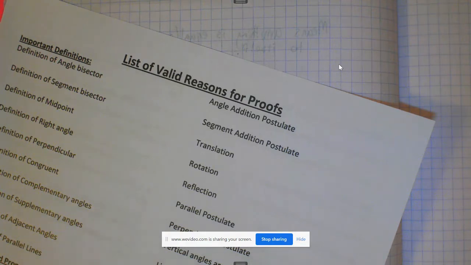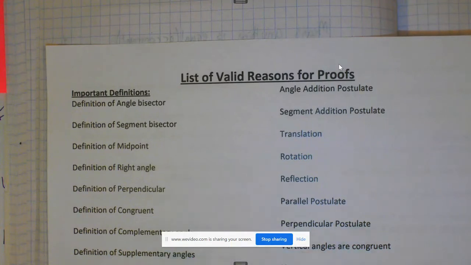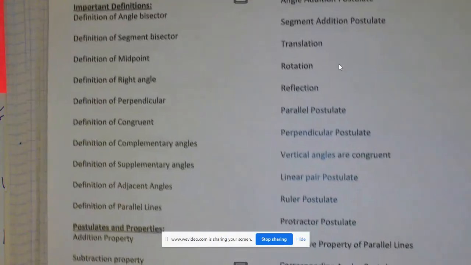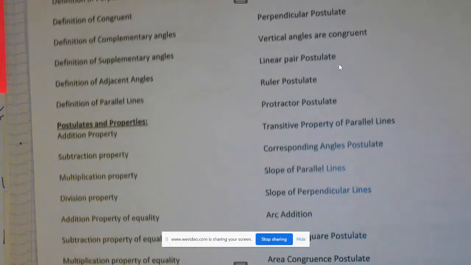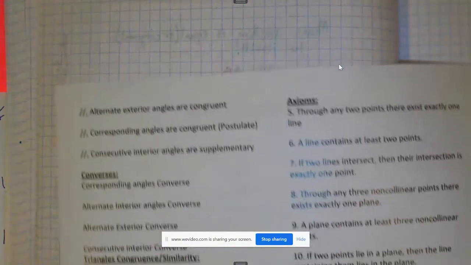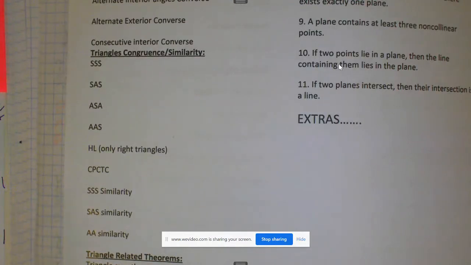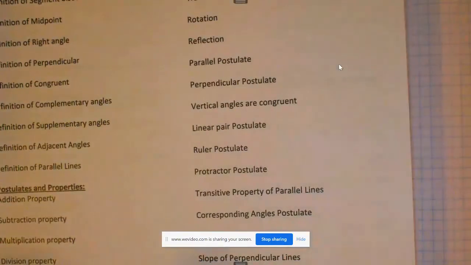One of the things I'm going to put onto Schoology for you, and that you'll have access to, and I would definitely print this out, is a valid list of reasons for proofs. This is just a giant list of reasons, and we'll talk about what reasons are, that you will use throughout the course. I'm going to allow you to have this and use this on anything and everything.